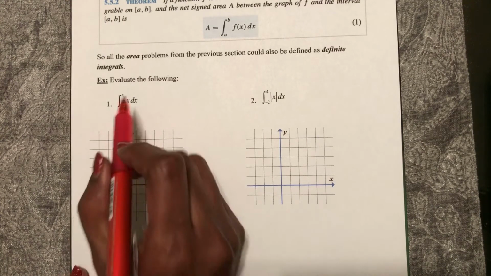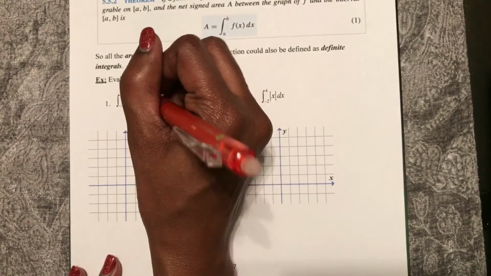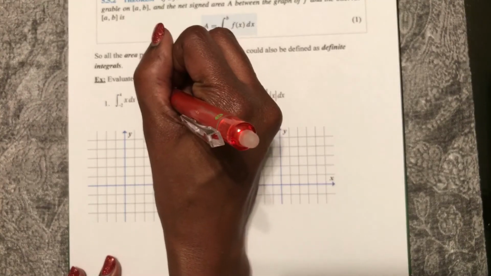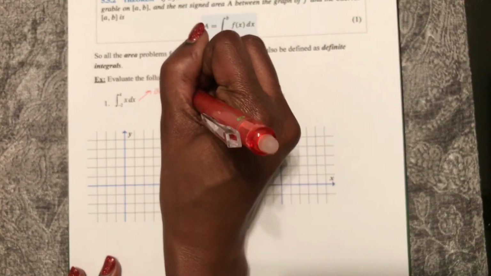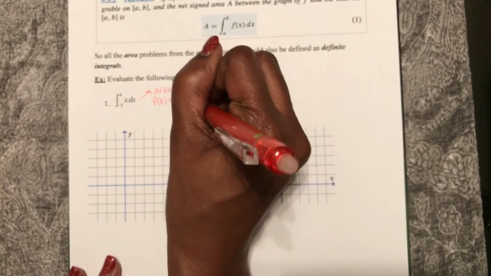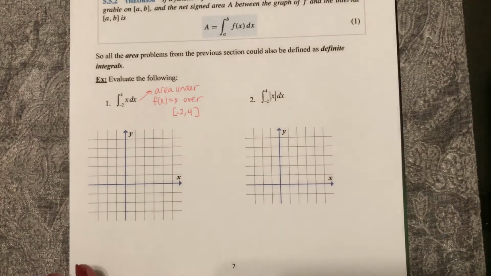So here the function that we're focusing on is x from -2 to 4. So this is really saying find the area under f of x equals x over the interval from -2 to 4. That is how we read this definite integral. So let's convert it to area and find it.